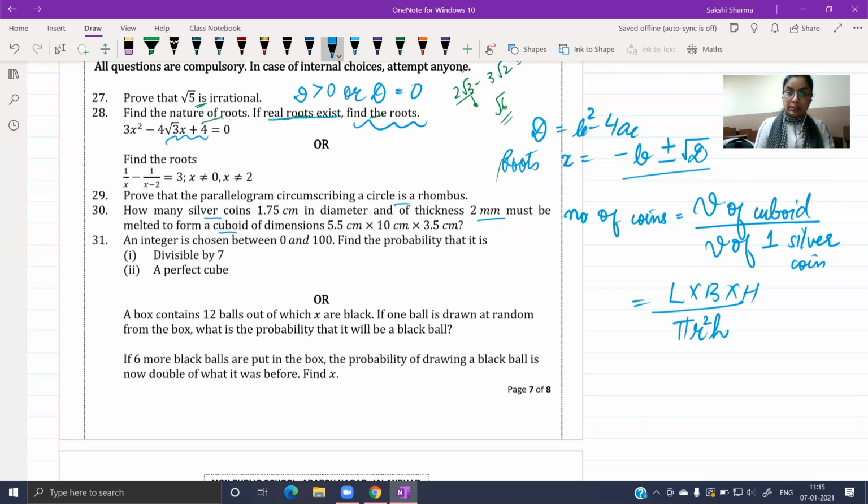31st question, very easy. Integer is chosen between 0 and 100. Again, यहाँ पे there is a play of words, I would say. Integer जो choose करना है वो आपको choose करना है between 0 and 100. तो हम कहाँ से कहाँ तक pick कर सकते हैं? From 1 to 99. तो total outcomes कितनी बनेगी आपके पास? 99. First thing, you want to know what will be the total number of outcomes.